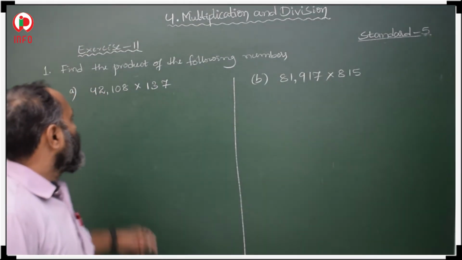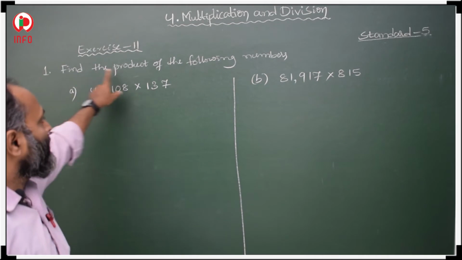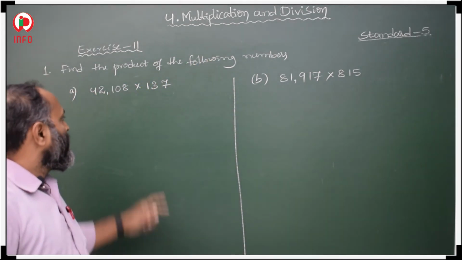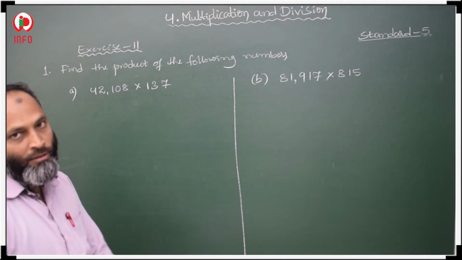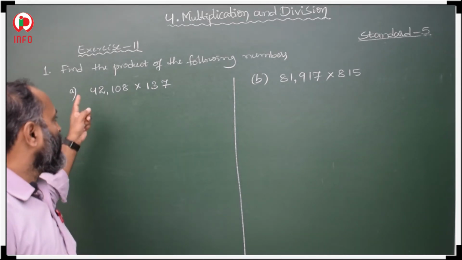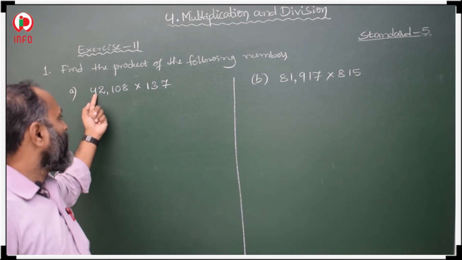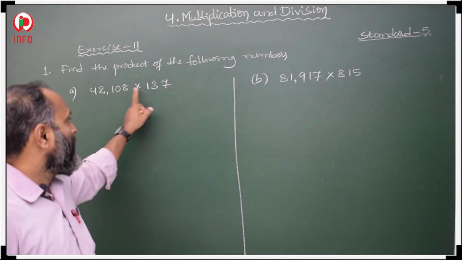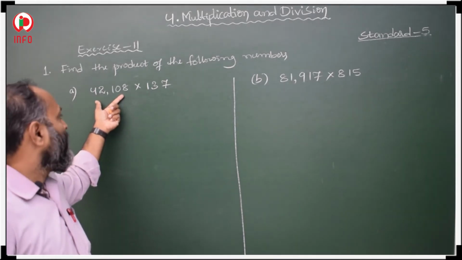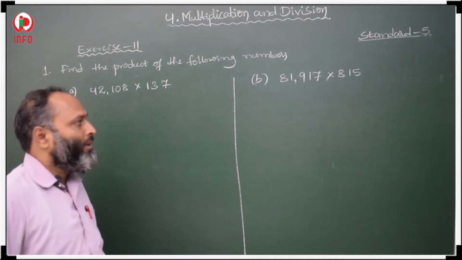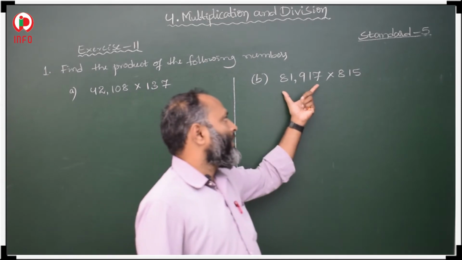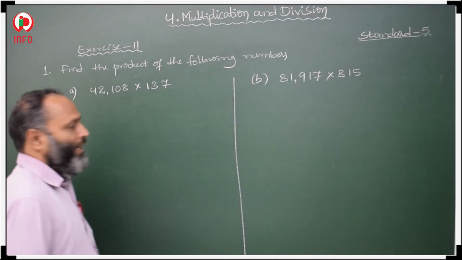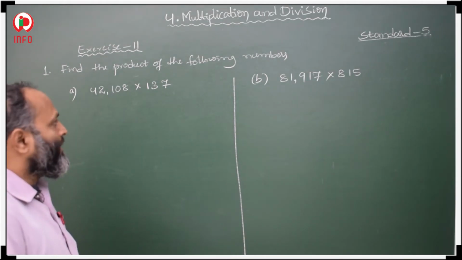Listen now students, in exercise 2, find the product of the following numbers. In these numbers we have to find the product. First we have to check how many digits we have. 1, 2, 3, 4, 5. 5 digits with a 3-digit number. So we have to find the product of a 5-digit number with a 3-digit number. Here also we have to find the product of a 5-digit number with a 3-digit number. We already did this in the example, so the method is the same.